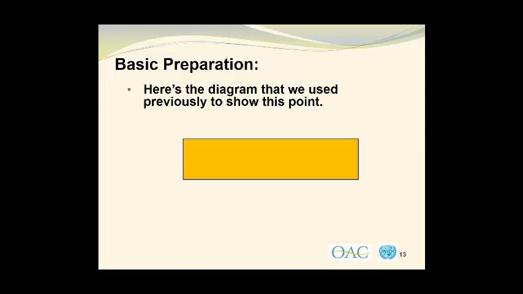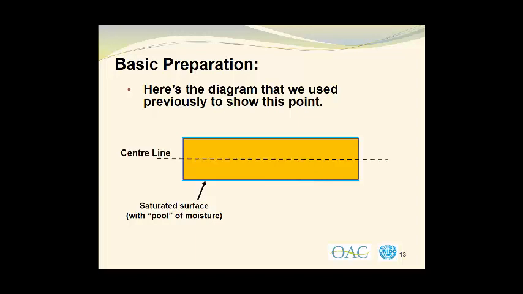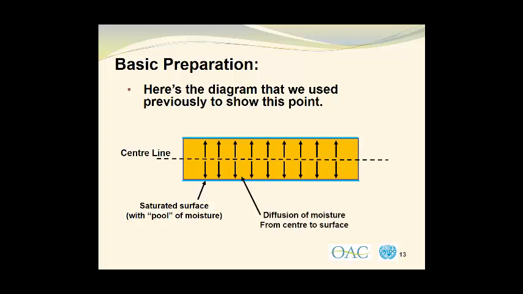We have the material represented by this orange rectangle, and on each surface we have a pool of moisture which actually saturates the surface with moisture. Then we can look at the center line of the material and consider the migration of moisture from the center out to the surface. So the diffusion of moisture goes from the center to the surface in an effort to keep the surface saturated. As heated air moves across the surface, we lose moisture in the process of evaporation.